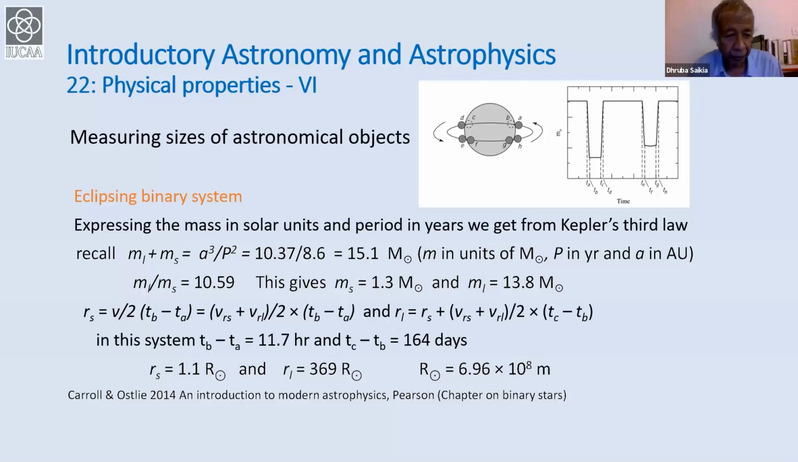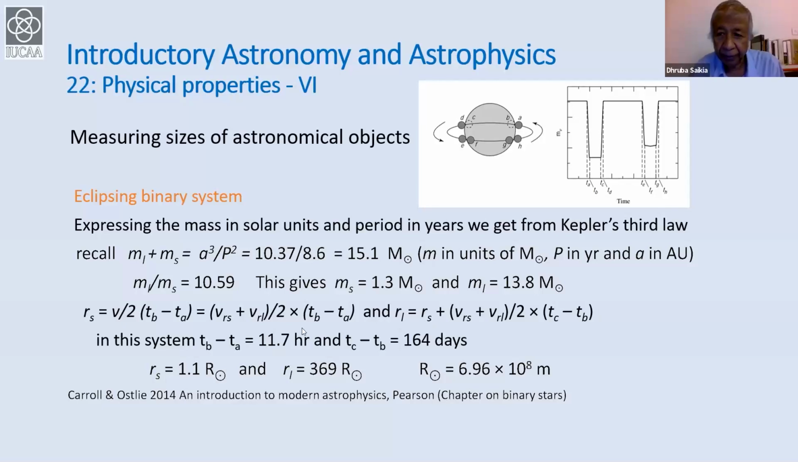Okay, we know the velocities. This velocity is the sum of the relative velocities of the two objects. So R_S is equal to, and from the timing, I'll know that V by 2 is equal to TB minus TA. This is what we had done earlier, okay? And because V is the relative velocity, we add up the velocities V_R plus V_RL, which you determine from the spectral shifts of the lines, divided by 2, into TB minus TA, which we find from our timing, and then we can estimate what the radii of the stars are. And similarly, I've written down a similar expression for the radius of the larger star.